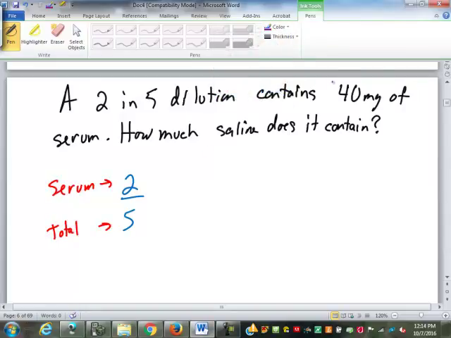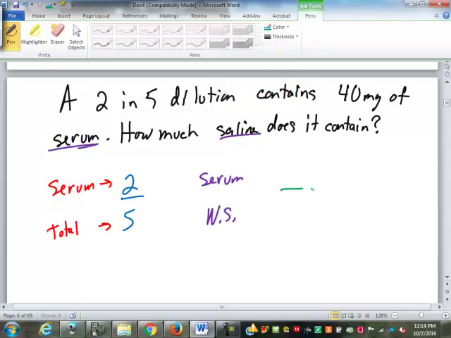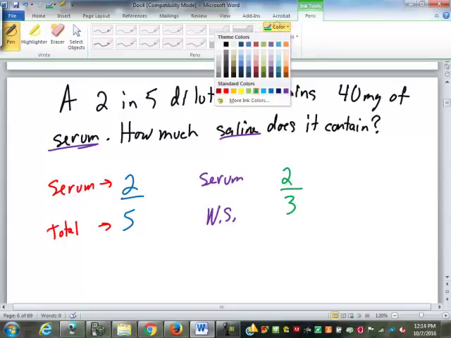Now I could use that 2 out of 5 and get the total and work with it. But here, since I'm comparing serum and saline, it would be nicer if I had a ratio of serum to saline. Well, that ratio is going to be what? 2 to 3, yes. 2 parts serum, and if there's 5 total parts, 2 are serum, the other 3 are saline. So the ratio of serum to saline is 2 to 3.